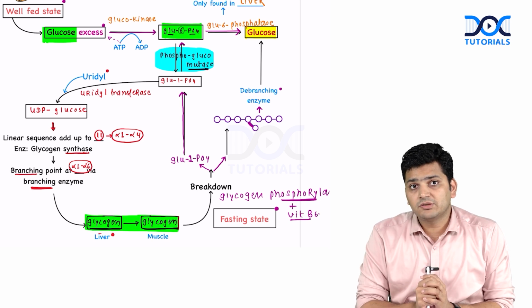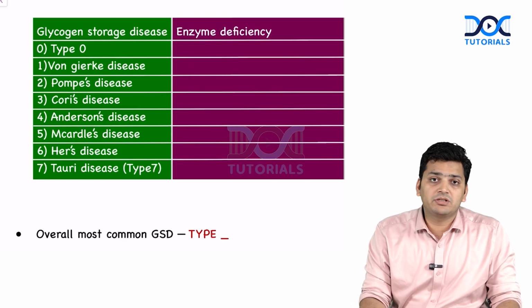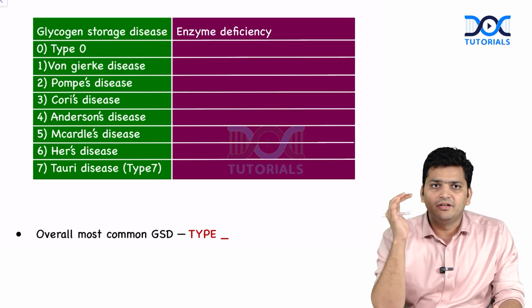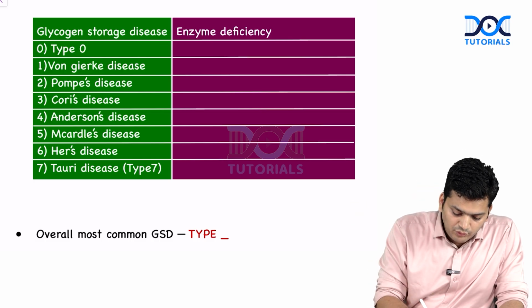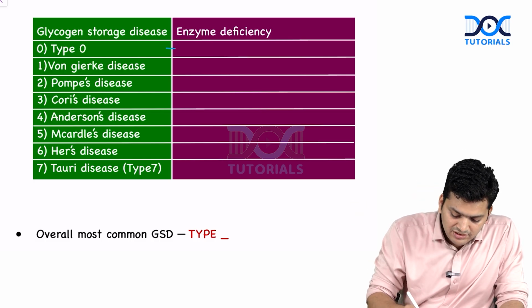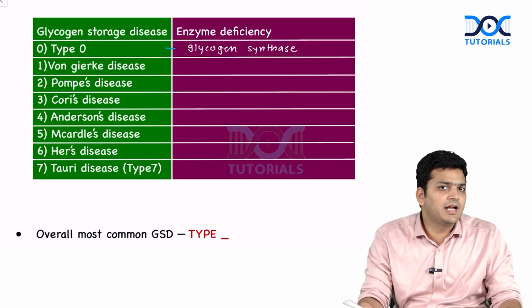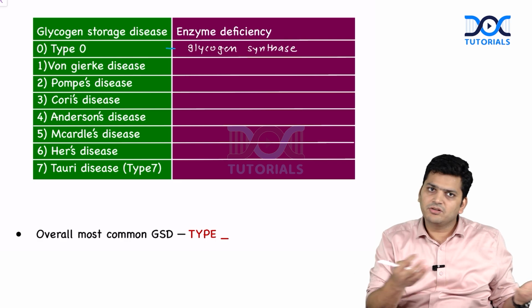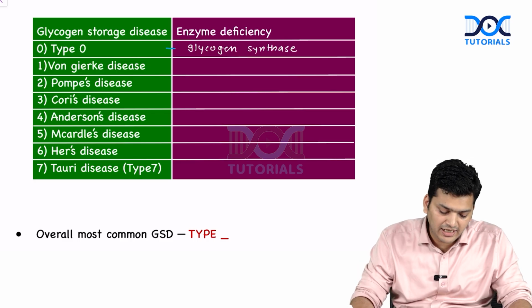So what are the various glycogen storage diseases we have? Actually there are a total of 8 glycogen storage diseases to be remembered. Although not all are important, we need to remember the sequence: type 0, type 1, 2, 3, 4, 5, 6, 7. Type 0 glycogen storage disease is due to deficiency of the enzyme glycogen synthase. If the glycogen synthase enzyme is not there, we can't make the glycogen. There is no glycogen, which means there is no glycogenolysis also. So that is type 0. Zero means there is no glycogen.